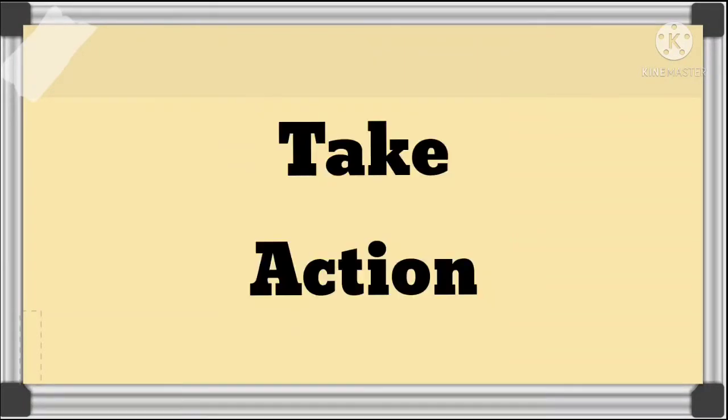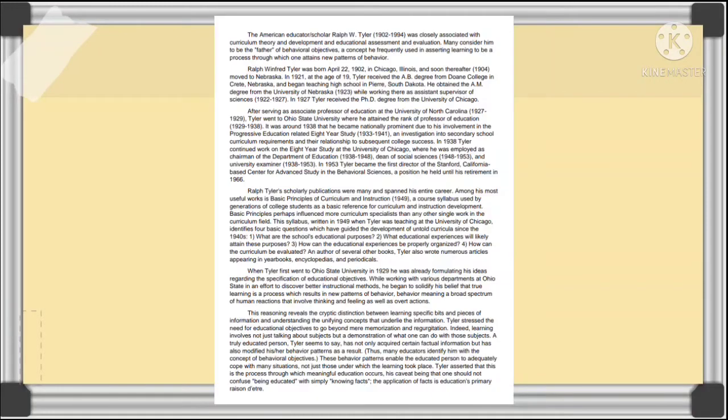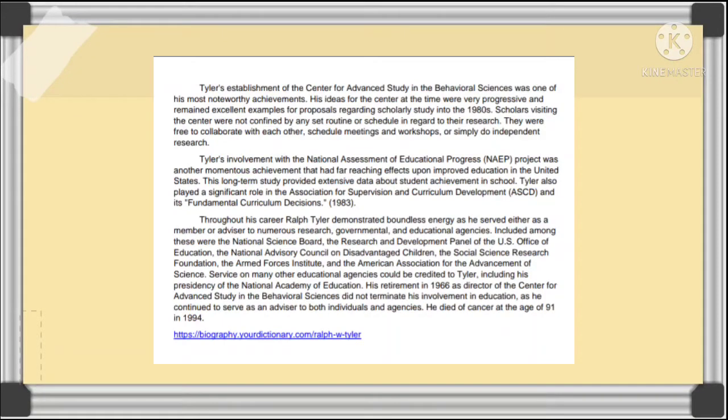So Ralph Tyler was born on April 22, 1902 in Chicago, Illinois. At the age of 19, in 1921, he received his bachelor's degree from Doane College in Crete, Nebraska, and began teaching high school in South Dakota. In 1923, he obtained his master's degree from the University of Nebraska and received the PhD degree from the University of Chicago in 1927. He also served as a professor of education, and in 1953, he became the first director of the center at Stanford, California, until his retirement in 1966.